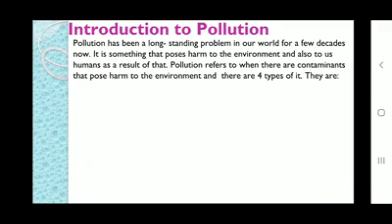Pollution has been a long-standing problem in our world for a few decades now. It is something that poses harm to the environment and also to us humans as a result of that. Pollution refers to when there are contaminants that pose harm to the environment, and there are four types of it.